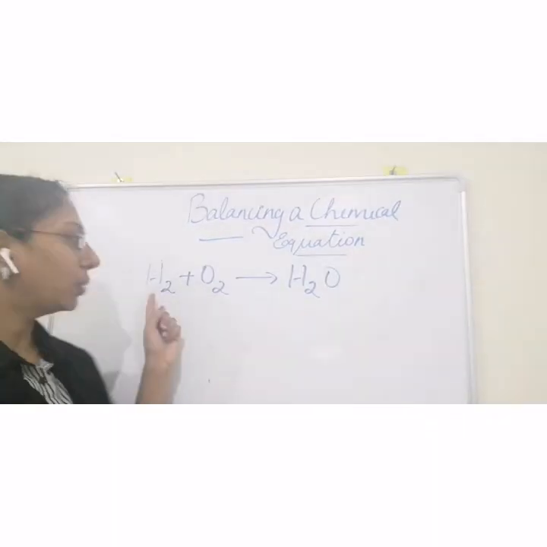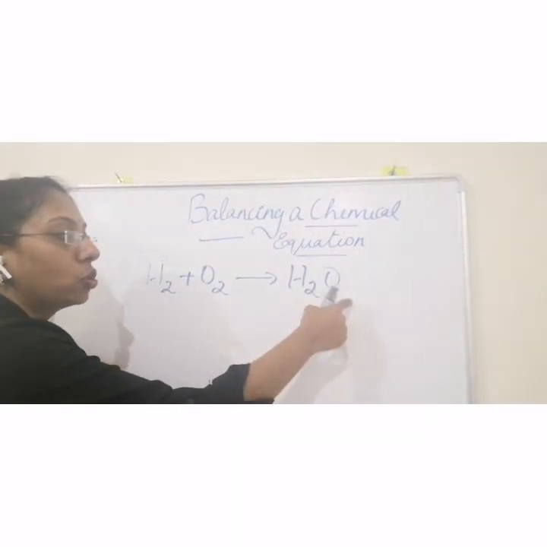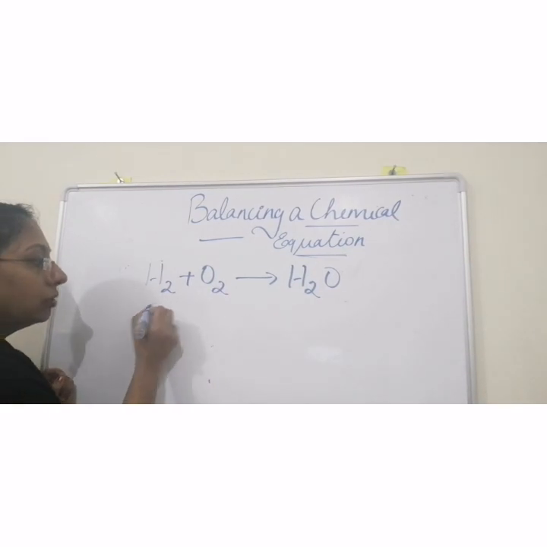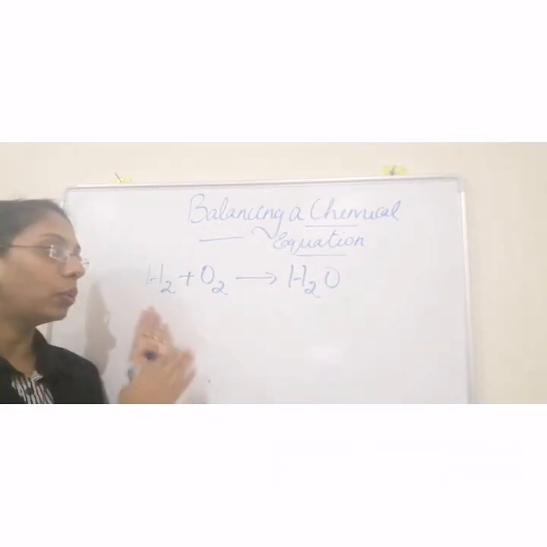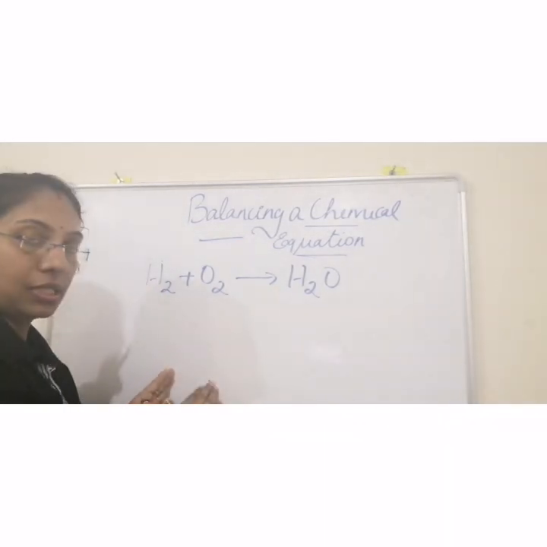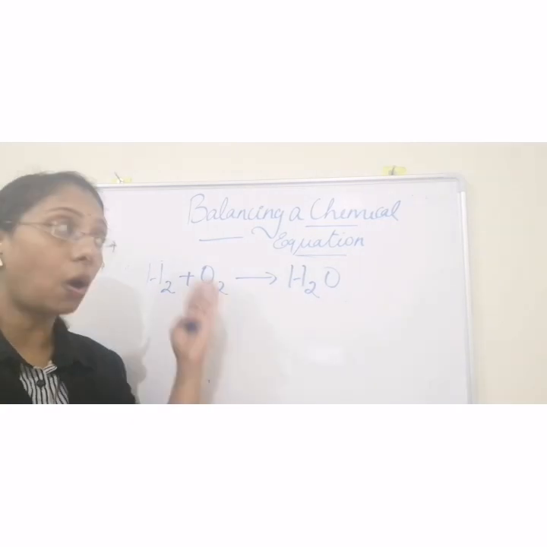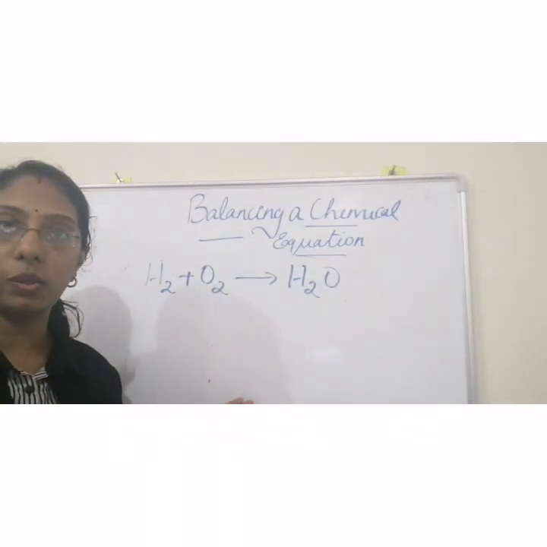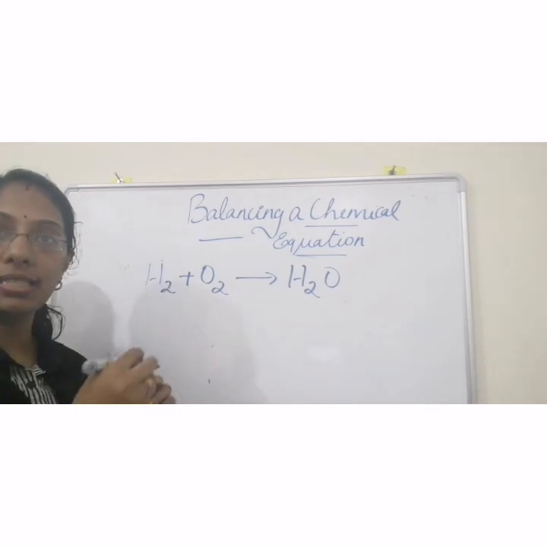We are going to do a simple example, that is H2 plus O2 gives H2O. Since I am balancing, we are going through many steps. By learning this, it will be easy. After that, you don't need to write all these steps to balance the chemical equation. Only to understand the basic thing, we are going step by step.